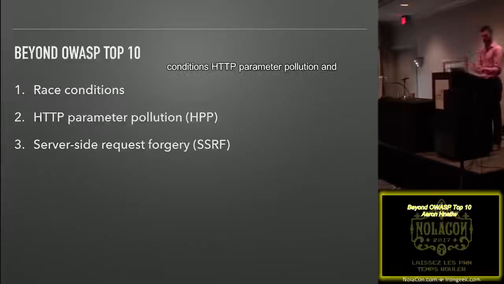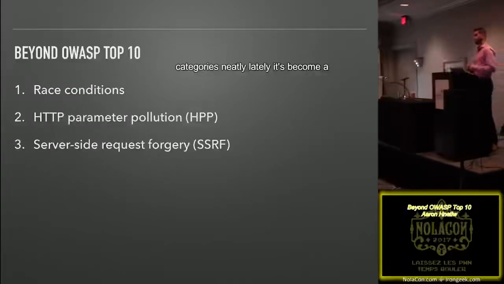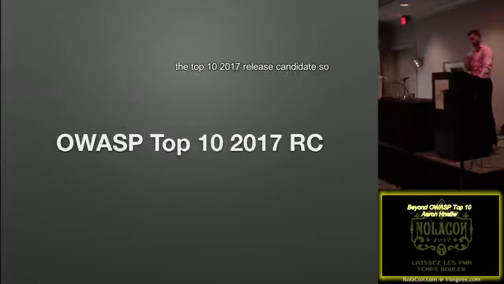So these 3 that we talked about, race conditions, HTTP parameter pollution, and server-side request forgery, none of those 3 fit within any of those categories neatly. Lately, it's become a little more broad in the release candidate, which I'll get to in a second, but they still don't fit. So you have to understand, as a developer, as a pen tester, as an attacker, as a security professional, that there's more than just this top 10 list that you need to know when you're looking at web applications. So briefly, I will discuss the OWASP Top 10 2017 release candidate.